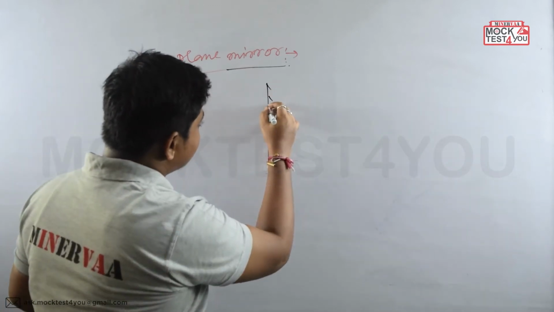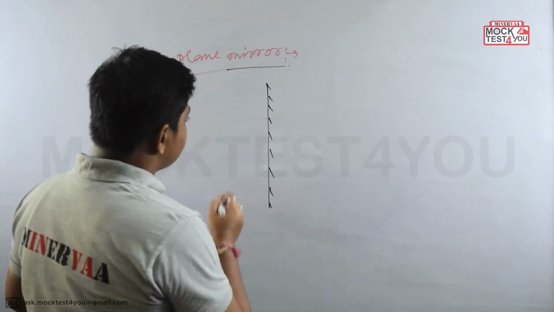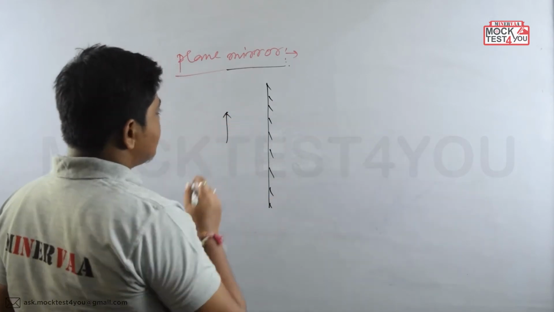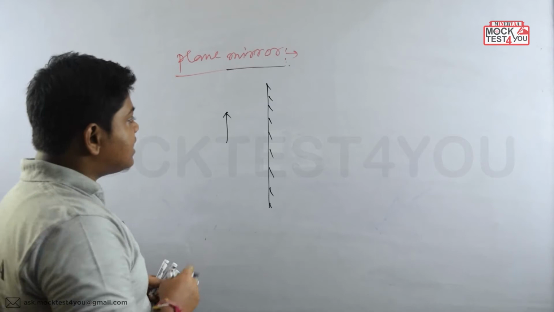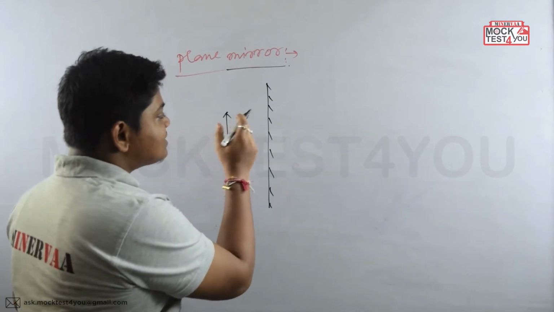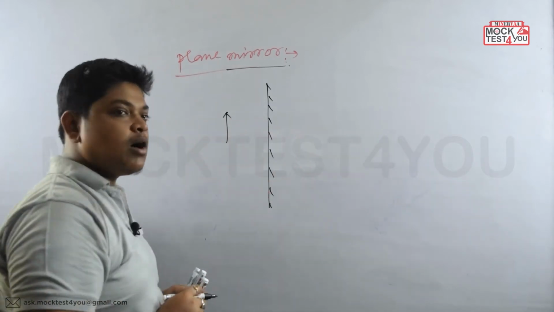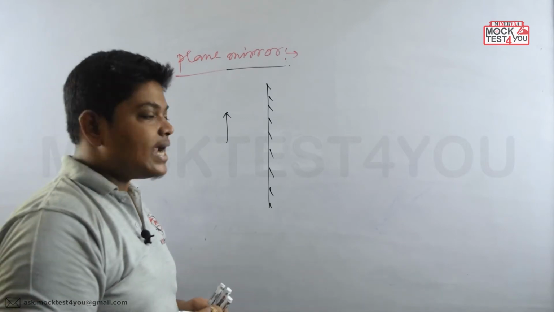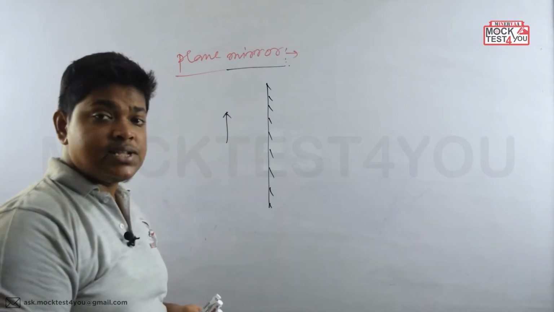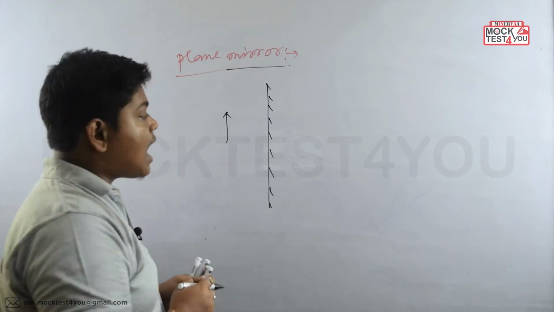Now in the case of lateral inversion, what happens if we just place an object in front of it? The right side of the object will appear at the left side, and the left side of the object will appear on the right side. In that case, at first we'll analyze how the reflection happens over here.